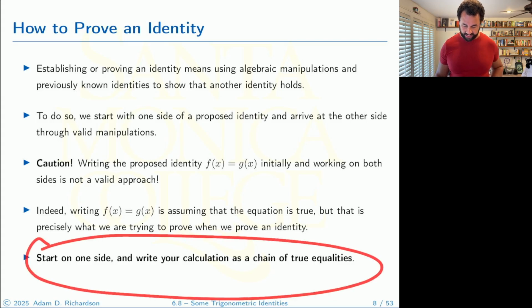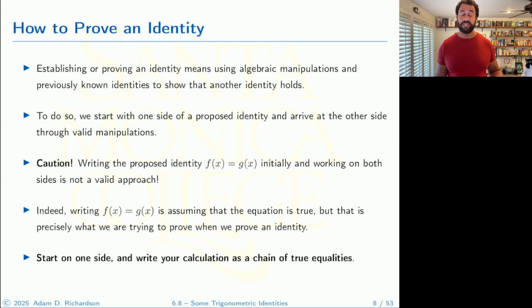So there you go. Start on one side and write your calculation as a chain of true equalities. Remember, these are all equal. So it should be this thing is equal to this thing is equal to this thing is equal to this thing is equal to this thing. And that was the thing we were trying to show, that this was equal to this thing over here.